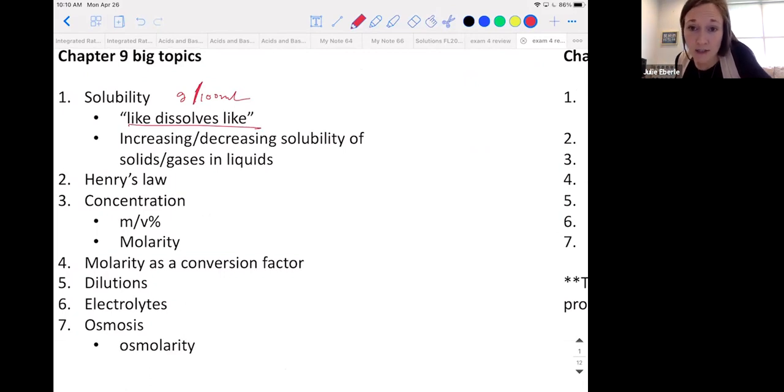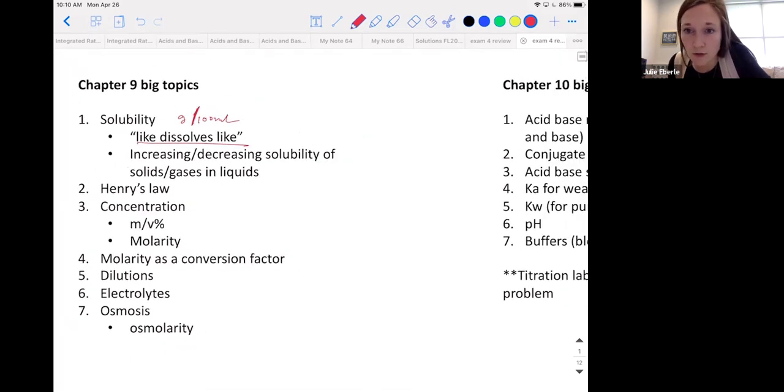Also, I'm going to move at a decent pace. So if I'm going too fast, this is very informal. Stop me, slow me down, holler at me in the chat. Like dissolves like. So that's the first problem we're going to work. How do we know if certain solutes will dissolve in certain solvents?